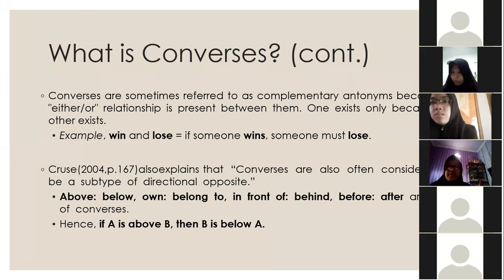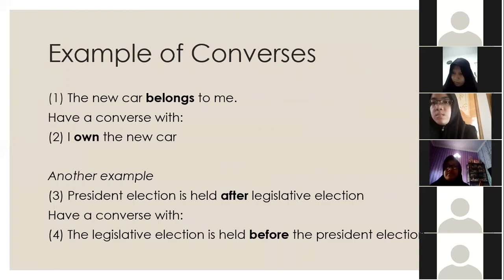And then Cruse, 2004, page 167, also explains that converses are often considered to be a subtype of directional opposites. Above with below, own, belong to, in front of, behind, before, after are pairs of converses. Hence, if A is above B, then B is below A. Next slide, please.